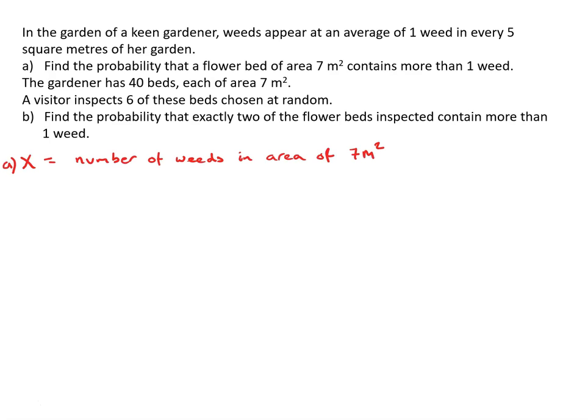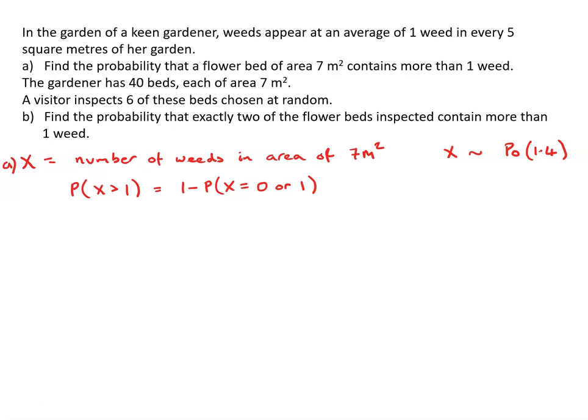So, if we let x equal the number of weeds in an area of 7 meters squared, then x is going to be Poisson with lambda equals 1.4. Because we've been told that 1 weed in every 5 square meters, so in other words that's an average rate of 0.2 weeds per square meter. So 0.2 times 7 gives me 1.4. So x is Poisson with lambda equals 1.4.